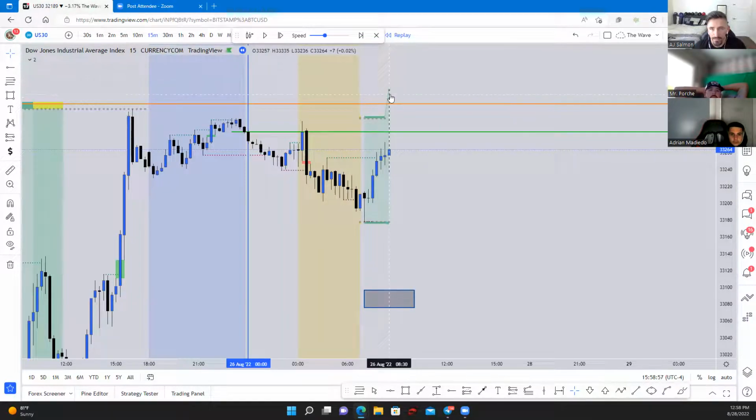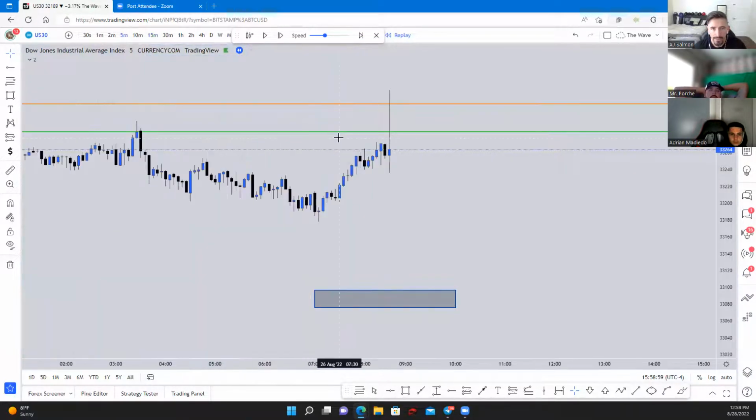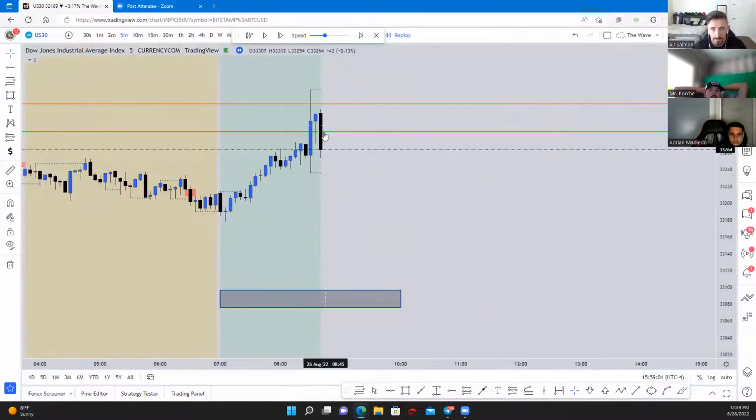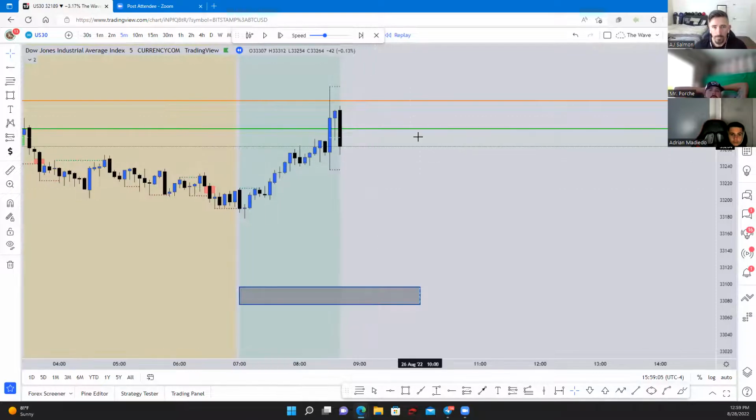So now that we took out the buy side, you can go down to your 5-minute. And now we're going to be looking for those price gaps or a big move down to take out lows to look for our entries. So on the 5-minute, price comes down.